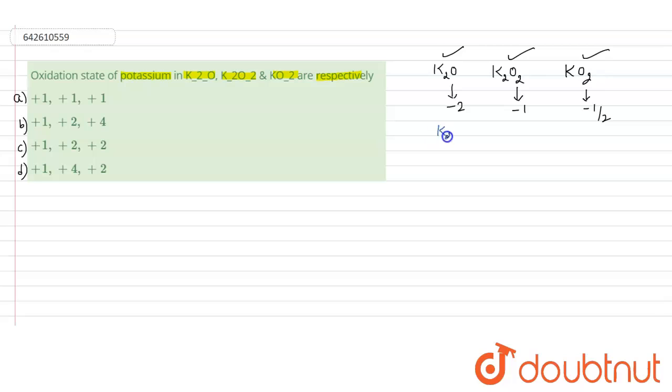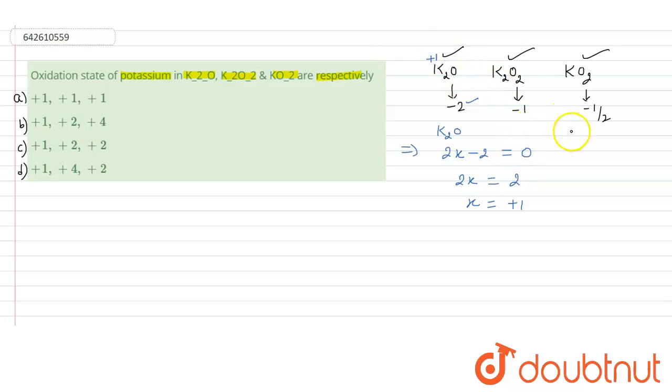If I talk about K2O, let's start solving it. I can assign the oxidation state of potassium as x, and since there are 2 potassium atoms, I can write 2x. In the case of an oxide, the oxidation state of oxygen is -2, so I write -2, and since the overall compound is neutral, it equals 0. So 2x = 2, and I get x = +1. In this way, the oxidation state of potassium here is +1.